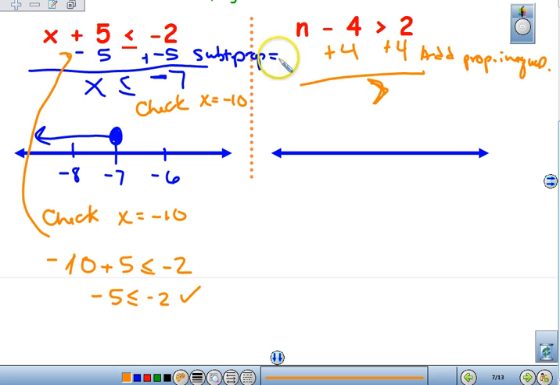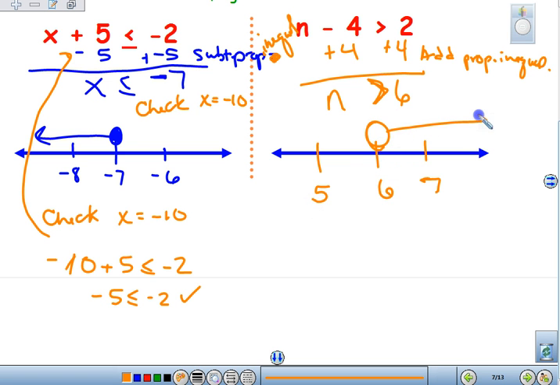So because it's an inequality, we don't want to use this equal sign, we want to use an inequality. We add 4 to both sides. n is greater than 6. If n is greater than 6, just a couple numbers on our number line. Open circle means it doesn't include 6.